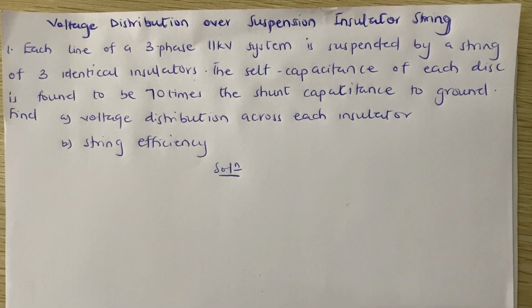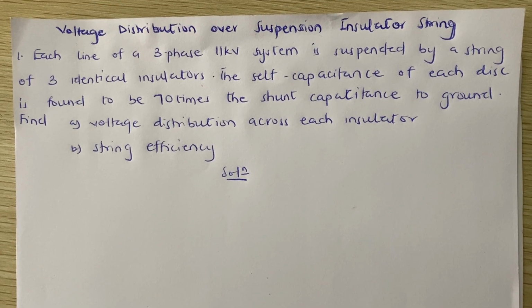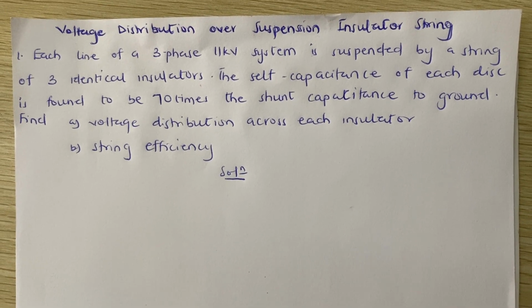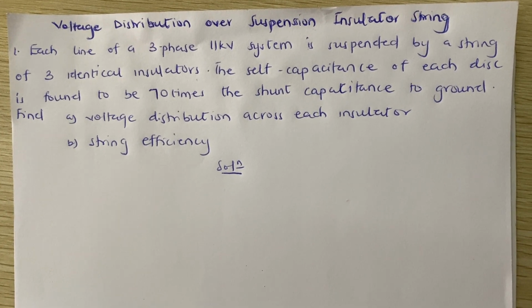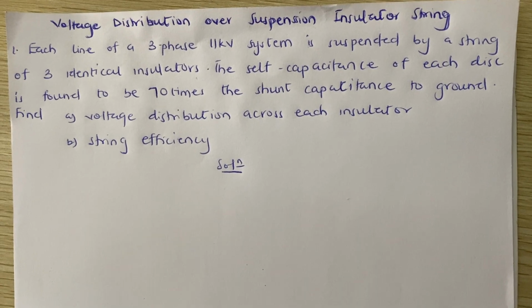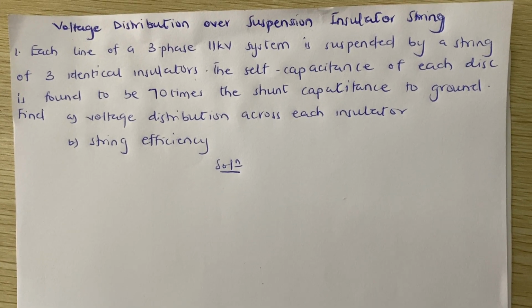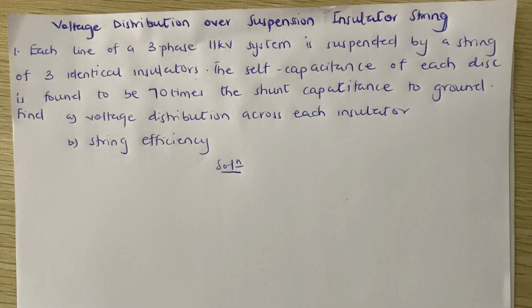Today we are going to look at voltage distribution over a suspension insulator string. Alright, so we are going to look at this question. When a line of a 3-phase 11 kV system is suspended by a string of 3 identical insulators, the self-capacitance of each disc is found to be 70 times the shunt capacitance to ground. So we are to find the voltage distribution across each insulator and then the string efficiency, right?